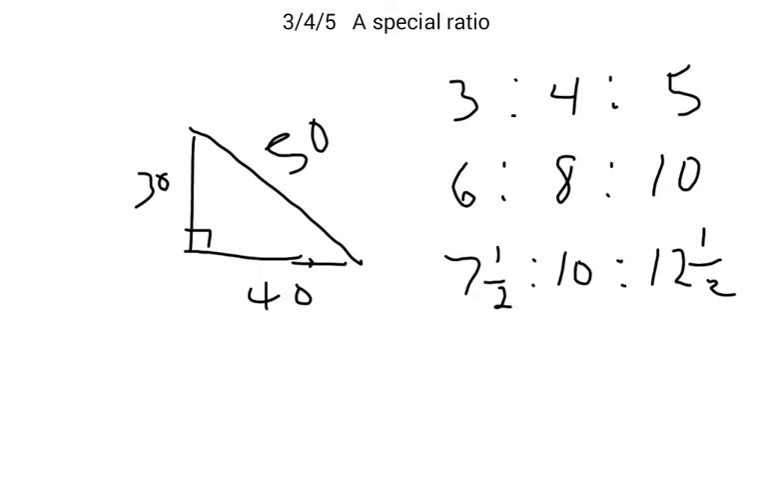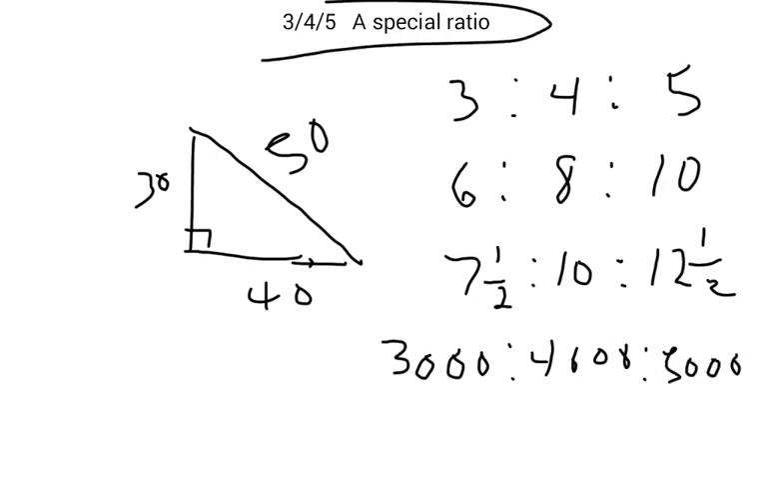You can multiply them by 1,000 if you wanted to. If you had a right triangle that had the 3-4-5 ratio, one of the legs would be 3,000, one would be 4,000, and the third, the hypotenuse, always the longest side, would be 5,000. So that 3-4-5 is a special ratio.